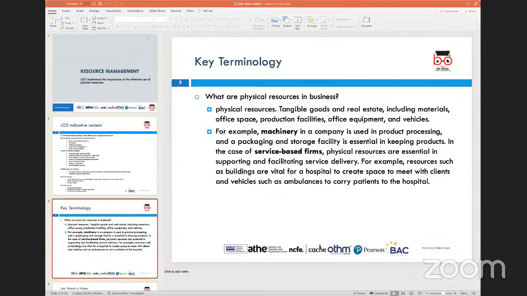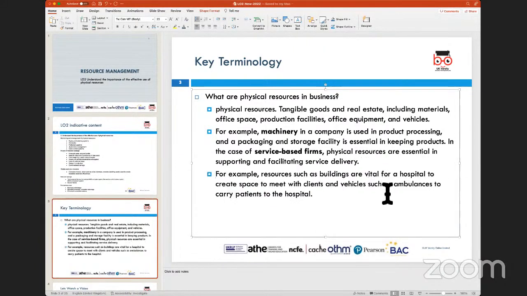Goods, materials which are used in production. Absolutely correct. So examples of physical resources would be plant, equipment, machinery, buildings, infrastructure, raw material. If we look at organizations, cars, any sort of equipment like computers, PCs, they will all constitute what is called the physical resources. Now, why are they important?